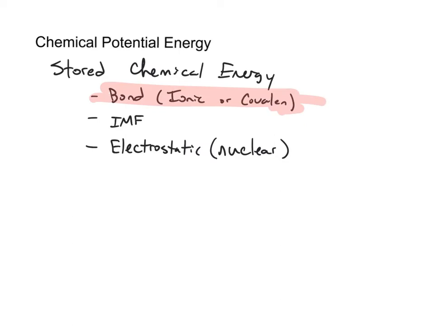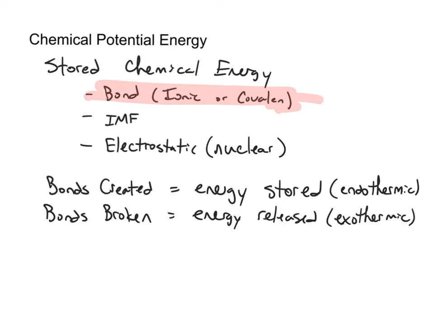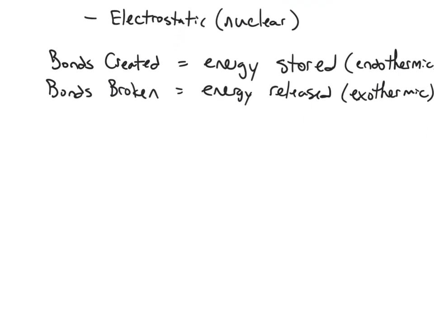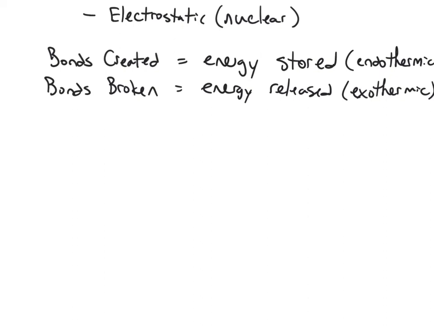So when it comes to bonds, and I already mentioned this, when a bond is created, energy is stored. It would be safe to assume that in a situation where bonds are broken, energy is released. So stored energy is endothermic and released energy is exothermic. So we're going to talk about something called a potential energy profile, which is basically a graph that represents the reactants and products of a chemical reaction.